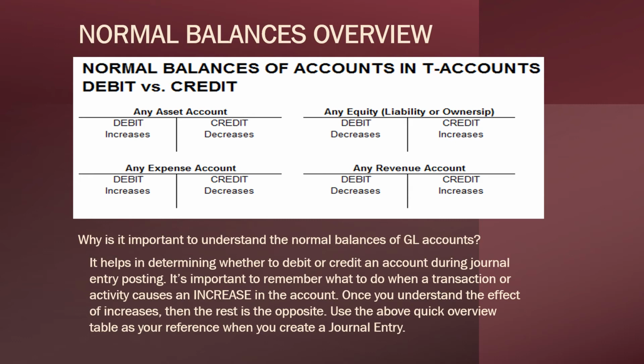So like I said earlier, when you want to know what the normal balance of an account is, think about an increase. Whenever you increase the account, what do you do? Like I said earlier, when you increase an asset account, you have to debit that asset account. When you increase a liability account, you have to debit or credit, sorry, when you increase a liability account, you have to credit that liability account. Once you understand the effect of increases, then the rest is the opposite. Use the above quick overview table as your reference when you create a journal entry.